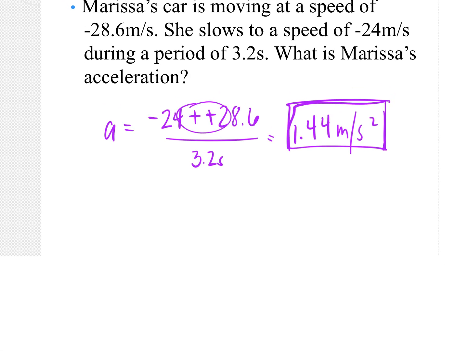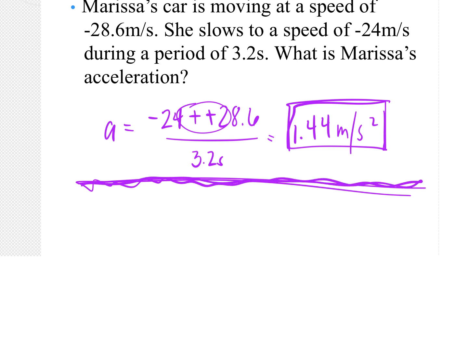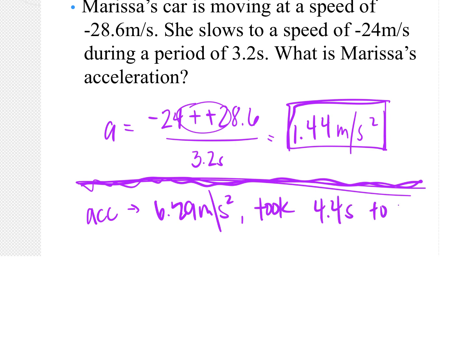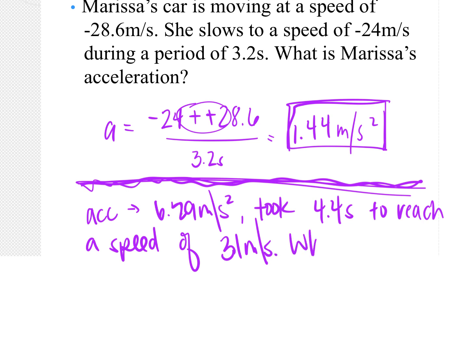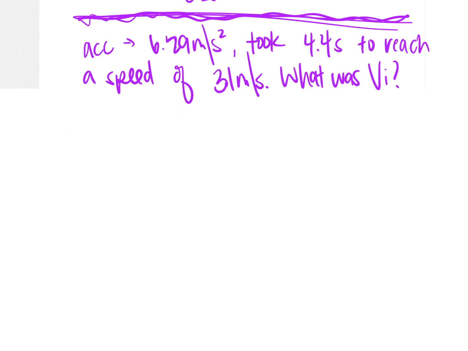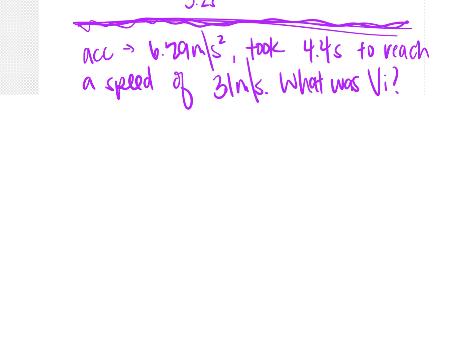I'm going to throw one more practice in here for us, just so I can ensure that we know how to do the algebra correctly. So let's say that my car accelerates at a rate of 6.29 meters per second squared, and it took, I'm making up these numbers, so I'm a little worried what the answer is going to come out to be, but we're going to try it. It took 4.4 seconds to reach a speed of 31 meters per second. What was my initial velocity? Okay, that's what I want us to solve here.